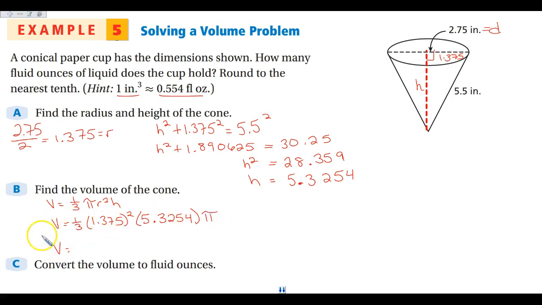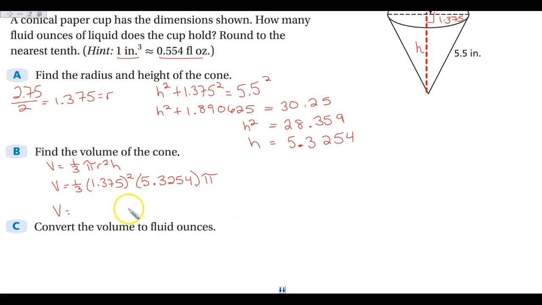I am going to go ahead and multiply everything that includes pi because I'm going to take the volume and then convert it. So I need to know the full decimal, not in terms of pi. So when I multiply everything, I'm going to get 10.54344 inches cubed for my volume.